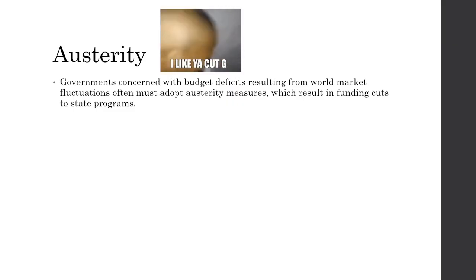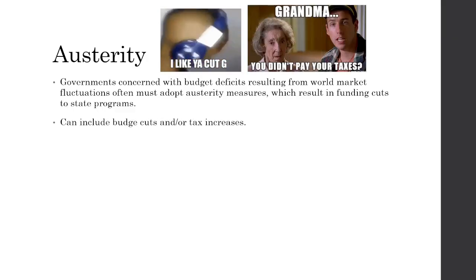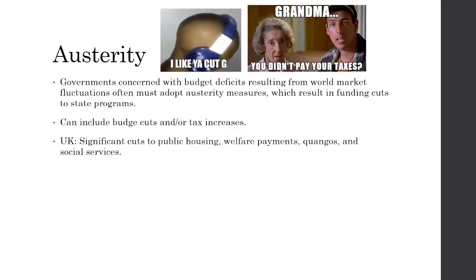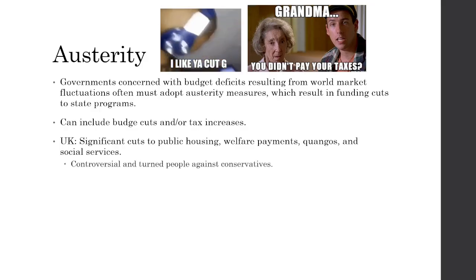Can anyone guess what the United States is in? Cough, deficit. So this can include budget cuts to programs such as education or tax increases. So you can actually just make more money and spend the same amount. So in the UK, there's been significant cuts to public housing, welfare payments, quangos, and other social services. And this has been very controversial, and the political party that's pushing these is the Conservative Party, and individuals who disagree with this do not identify themselves with the Conservative Party.